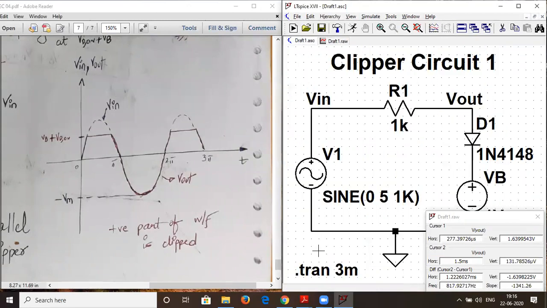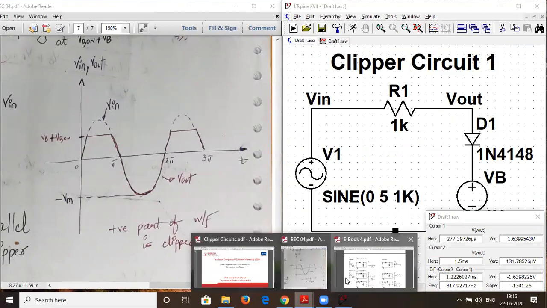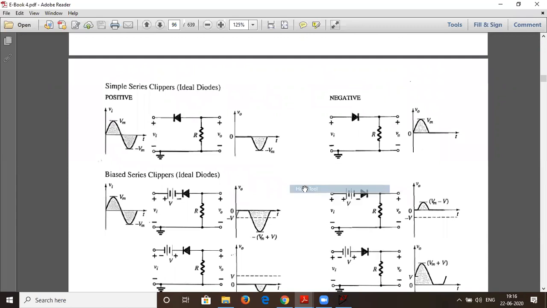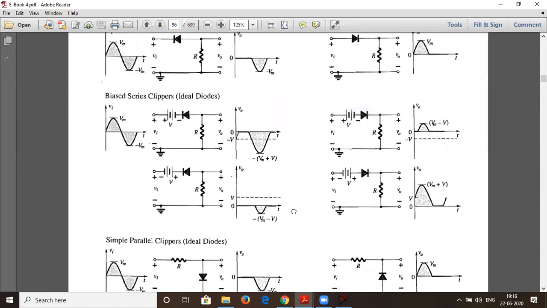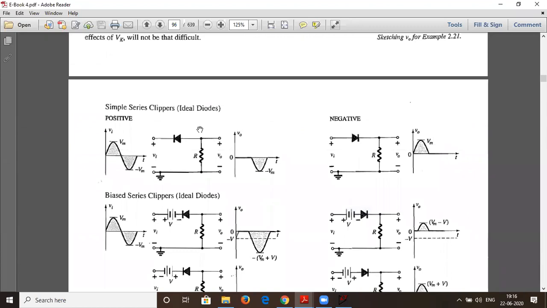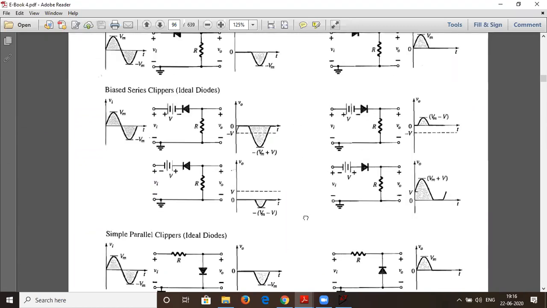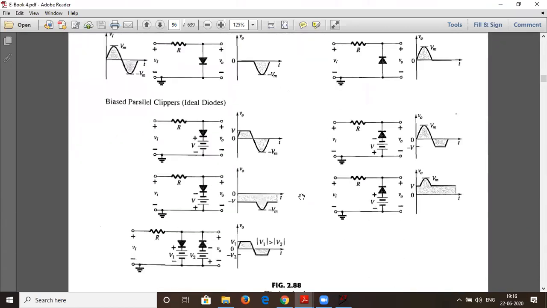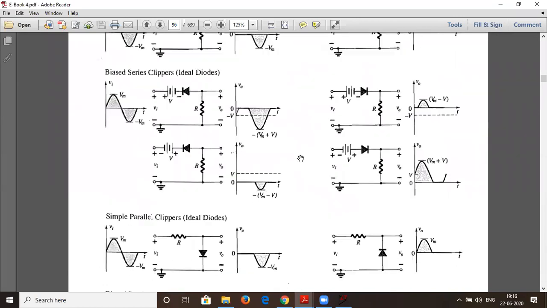We have basically many clipper circuits. As you can see over here, this is another ebook which will be shared with you all. We have just seen one of these clipper circuits, and we have many such clipper circuits over here. We can simulate all of them in LTspice. Basically, these are all ideal diodes, and whenever we simulate in LTspice, you have to consider the constant voltage model. So you can try all of them, and we can verify these waveforms very easily.